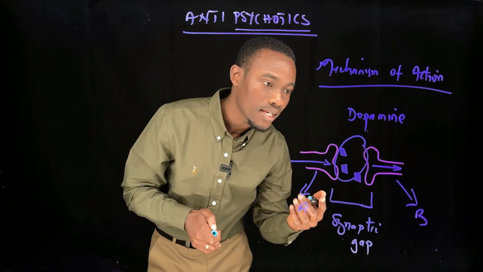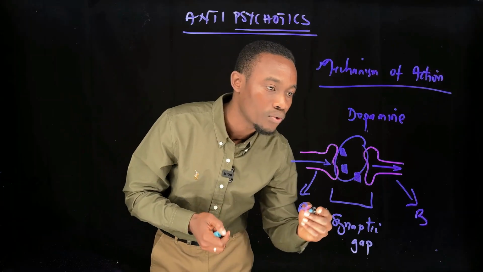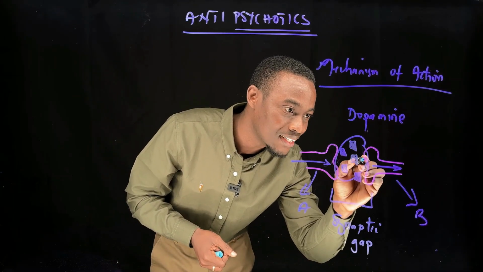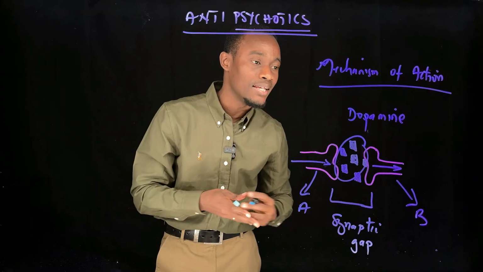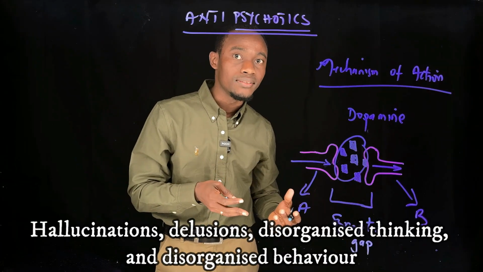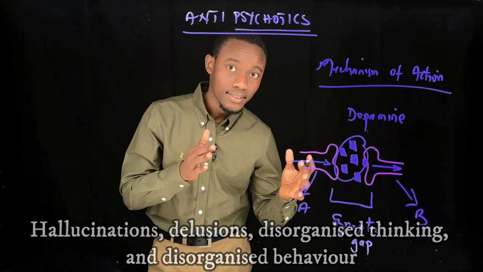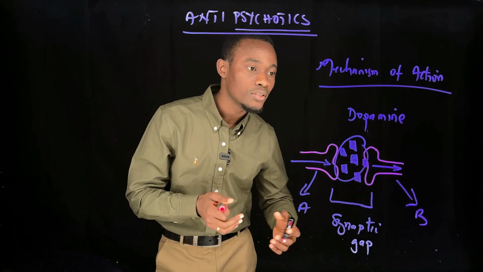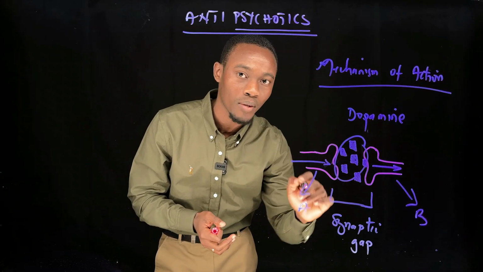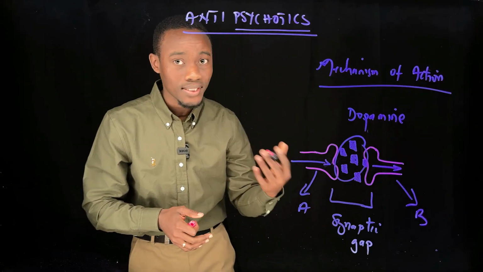But in the case of a psychotic disorder or psychosis, the number of dopamine in the synaptic gap is increased such that it gives the individual psychotic symptoms such as hallucinations, delusions, and disorganized thinking and behavior. This is where antipsychotics come in to block the activity or to reduce the activity of the excess dopamine in the synaptic gap. So this is how they do it.